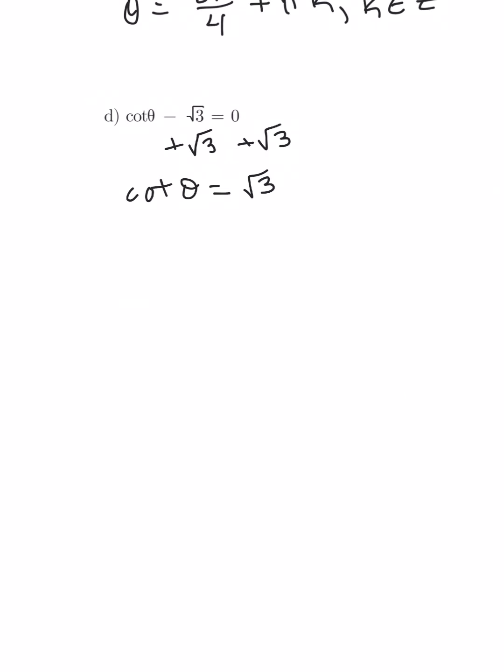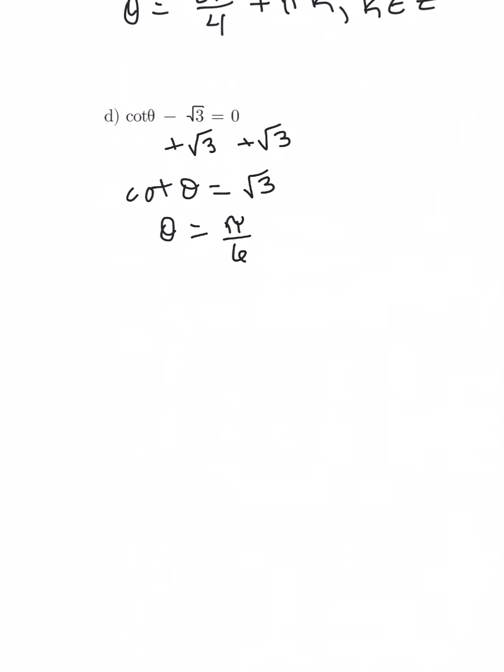So in quadrant 1, what angle theta will have a cotangent and x over y of the square root of 3? That happens at pi over 6.